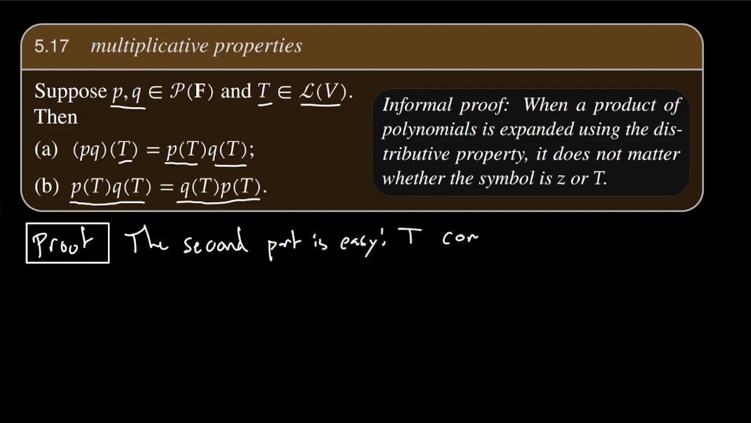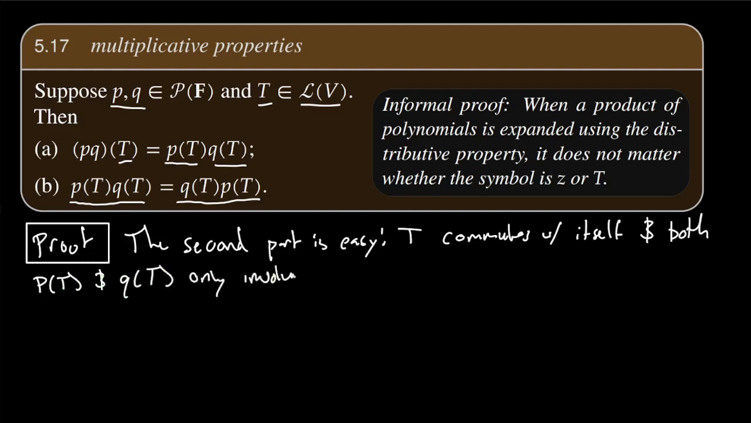T commutes with itself, and both P of T and Q of T only involve scaled sums of copies, or scaled sums of powers of T. So, since powers of T are just doing T a bunch of times, and since T commutes with itself, well, nothing really has happened at all.